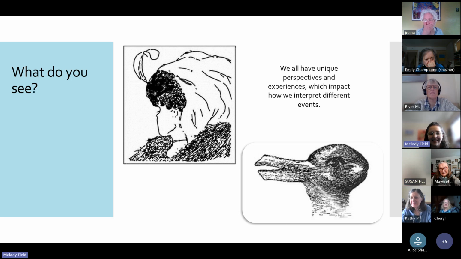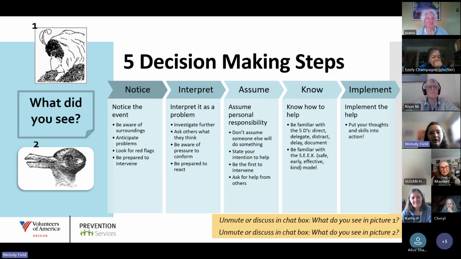Yeah, so that's another example that we like to show folks, just to remind how we interpret things differently. We all see certain things or notice certain details before others, and interpret things differently. So like we mentioned, you have to notice that an event is taking place in order to intervene, and try to be aware of any distractions going on. And if you're able to do that, you can anticipate potential problems.